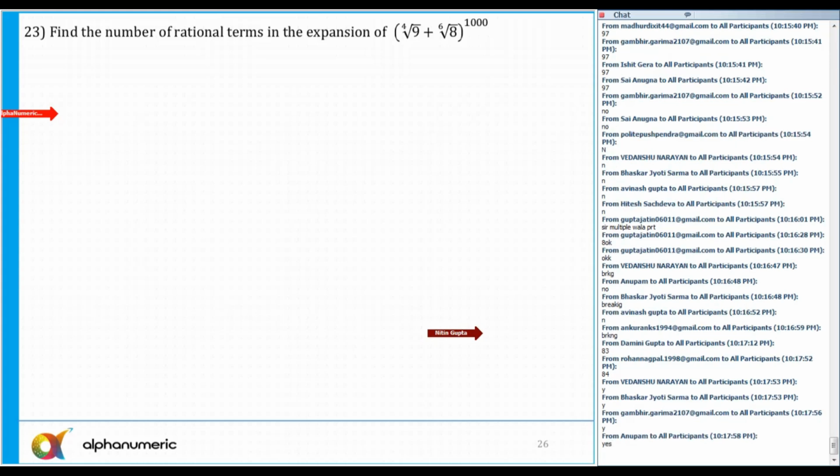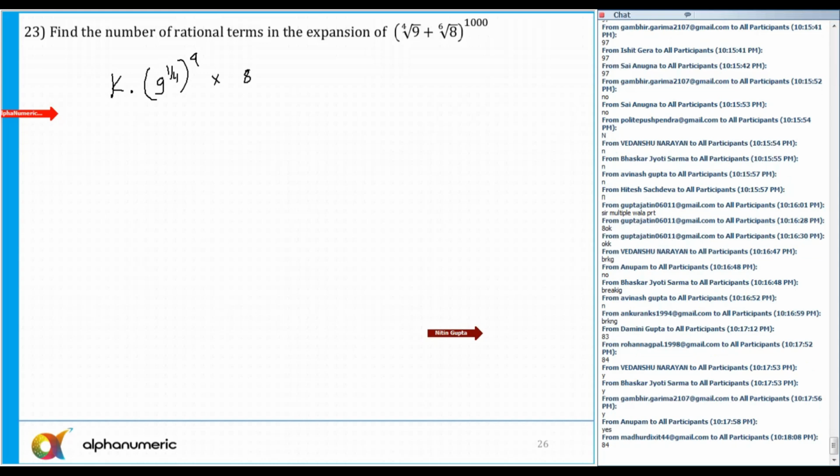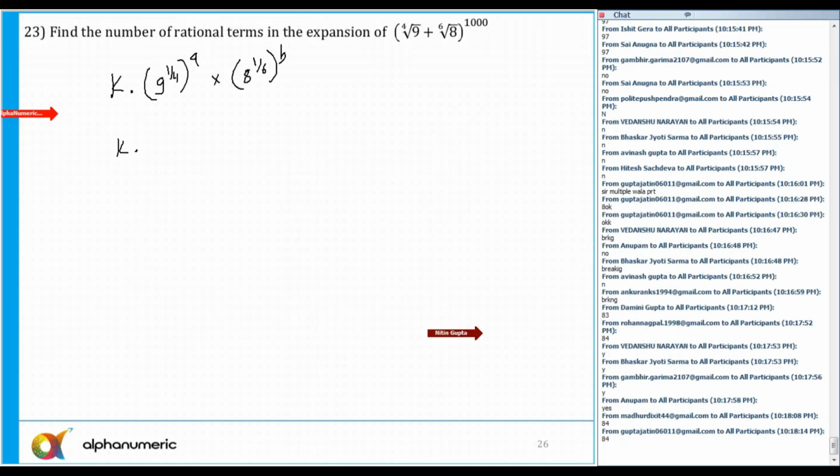Now, here the general term will be k into 9 raised to power 1 by 4 raised to power a, into 8 raised to power 1 by 6 raised to power b. So k into, 9 is equal to 3 square. Remember guys, 9 is equal to 3 square. So I'll get 3 raised to power a by 2 now. Into 8 is equal to 2 cube. Remember 8 is equal to 2 cube. So 3 by 6, that is 1 by 2. So into 2 raised to power b by 2. Is that part clear to all of you?